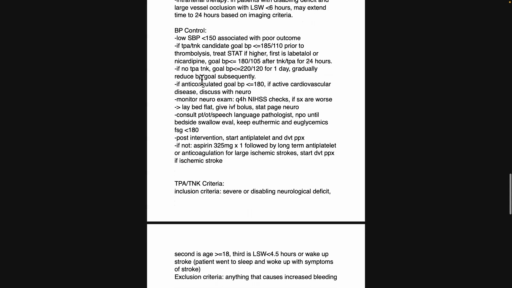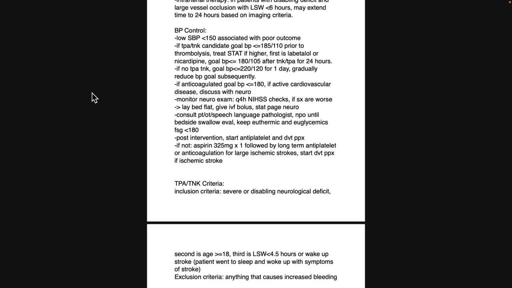All right, let's talk about blood pressure goal. It says low systolic blood pressure less than 150 is associated with poor outcome. Why is this? This is because in a stroke, there is ischemia of the brain because the arteries are not perfusing the sites of the brain, and the umbra, which is the site of the ischemia, and the penumbra, the area around it, is basically getting underperfused as well. So you want to have a high enough blood pressure that they can perfuse the areas in the brain through collateral circulation.